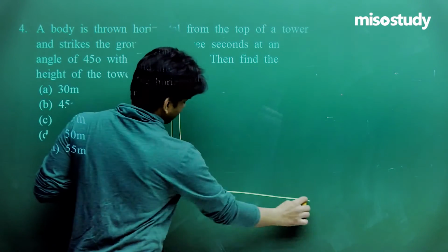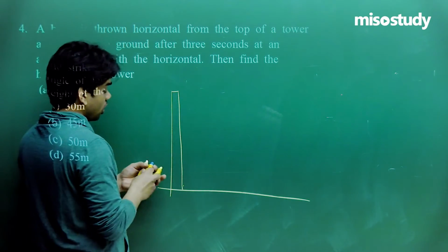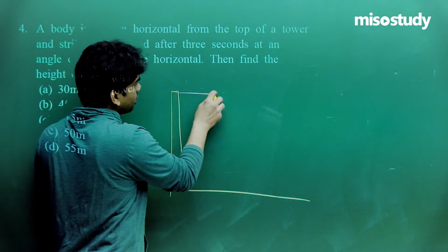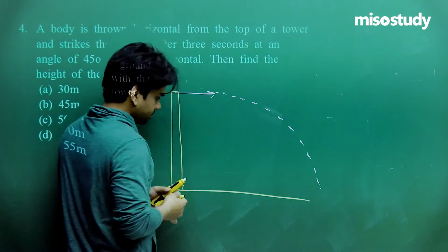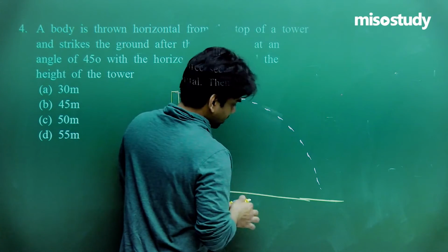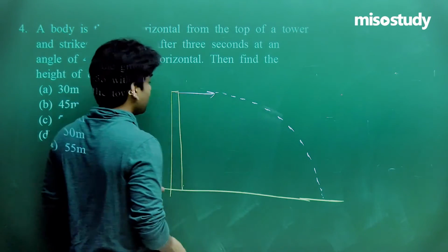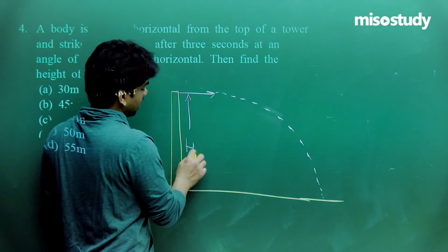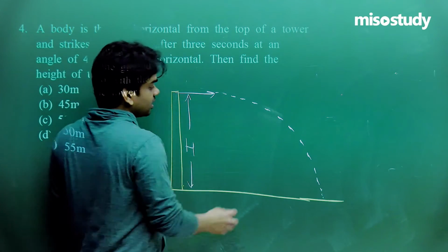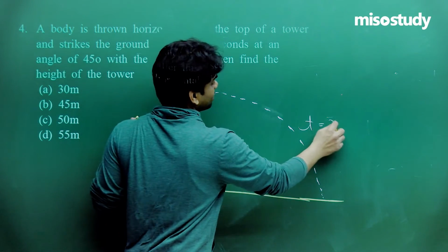This is the tower. From here it's thrown horizontally. So I will project a body horizontally. It will move and it will strike here. Now see, it's given that we have to find out the height of the tower. Time taken, that is given as 3 seconds.